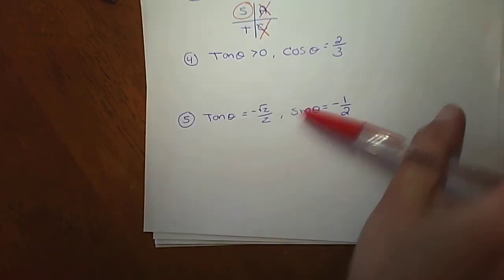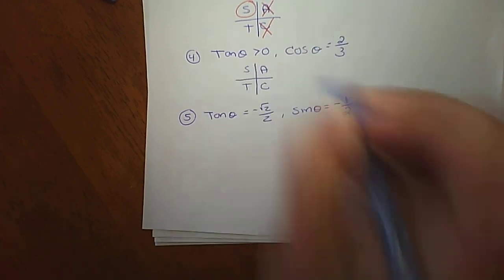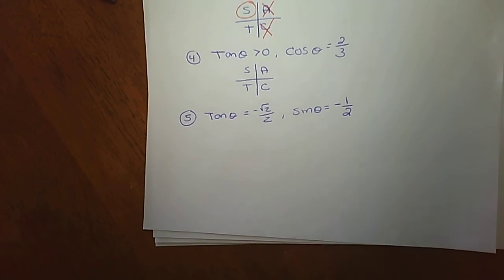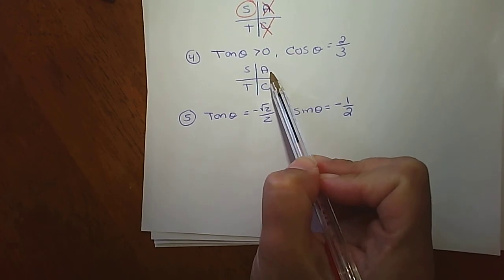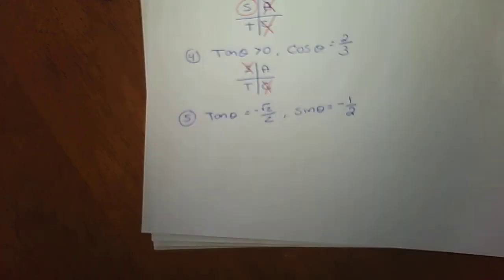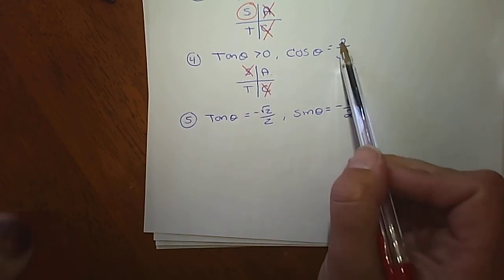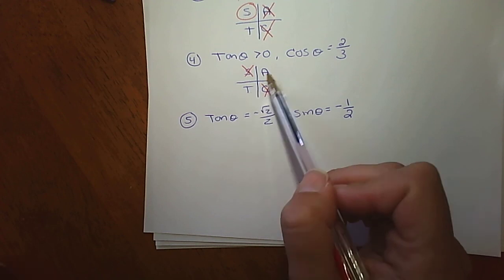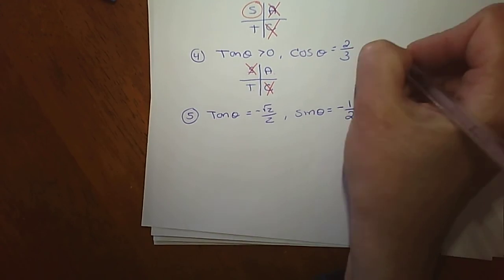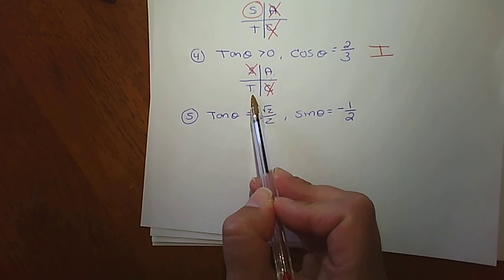All right, next one. Let me do ASTC again. Okay, tangent positive. So I need tangent to be positive. All right, well, A stands for all is positive. That's good. T stands for tangent positive. So that means I can cross these two. Okay. Now, out of the leftover 2, I need cosine to be positive 2/3. So out of the 2 here, which is the only other place where cosine can be positive? And that's going to be quadrant 1, because A stands for all things positive. T stands for only tangent positive.